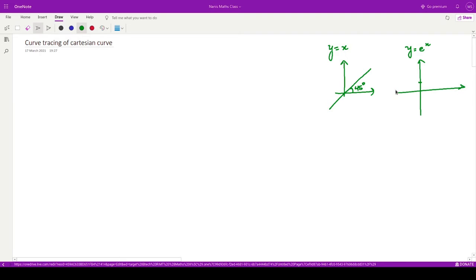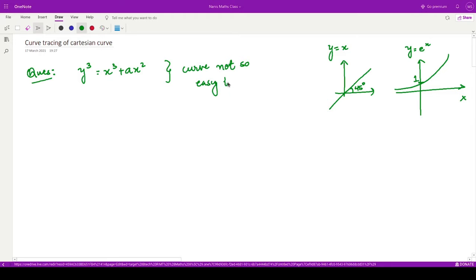So we have this e to the power minus x graph. Again, we know what this graph is. But what if I have some implicit relationship between x and y? For example, y cube is equal to x cube plus ax square. Now this is an implicit relationship between x and y, and such a curve is not so easy to draw, right? So this is not so easy to draw.